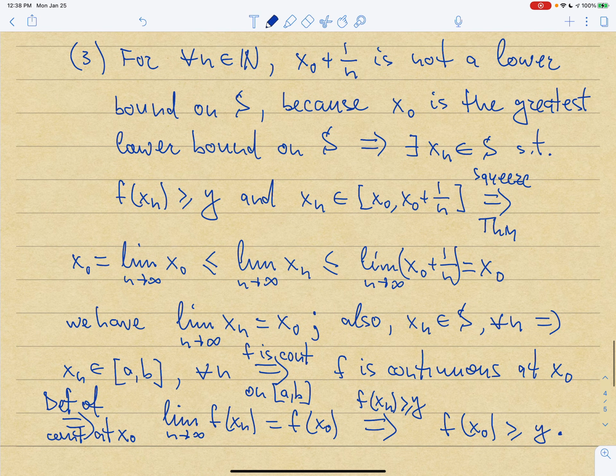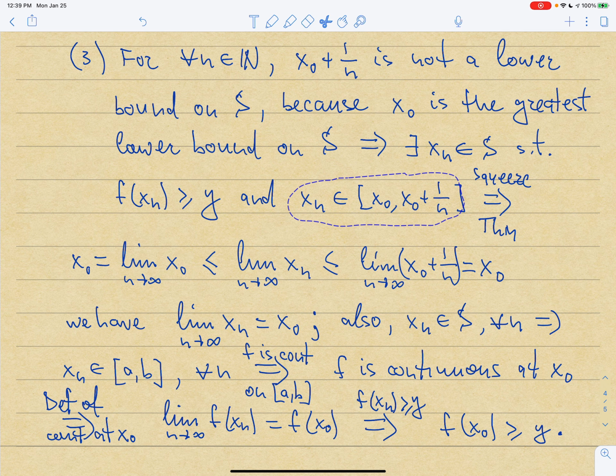Right, so once again, let me try to repeat this argument. x0 is a lower bound on the set S, so therefore x0 plus 1 over n is not a lower bound, because x0 is the greatest lower bound on S. And so then for any n, there exists xn in capital S, such that xn belongs to the interval from x0 to x0 plus 1 over n, right? Because x0 plus 1 over n is not the infimum.